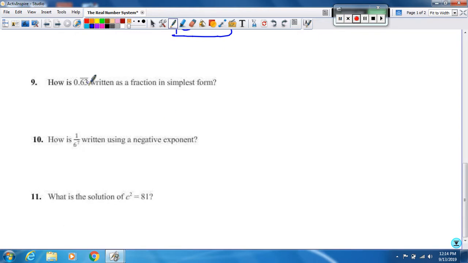Okay, 0.63 repeating written as a fraction in simplest form. So what you do is you write down everything that's after the decimal and make that a fraction with a 1 on the bottom. Now because you have two numbers repeating, you're going to put 2 zeros. Okay, but the repeating bar takes 1 away from the denominator. So that is 63 over 99, and then you have to simplify if possible. We can divide these both by 3. So I'm going to do that.